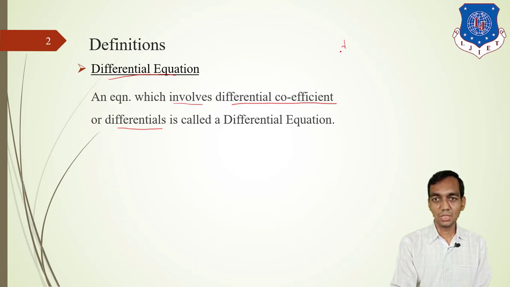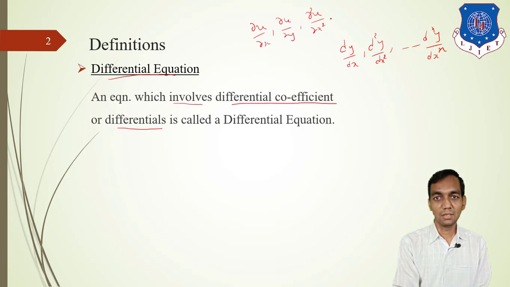In simple logic, if you have dy by dx or d square y by dx square, in general d raised to n y by dx raised to n, or it is in the form of partial derivatives, del u by del x or del f by del x, del u by del y or del square u by del x square, and so on. If you have any equation which involves this type of derivatives, then it is called the differential equation.